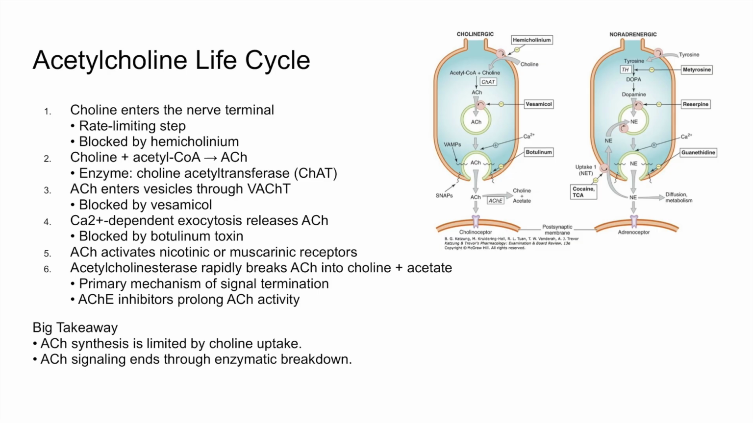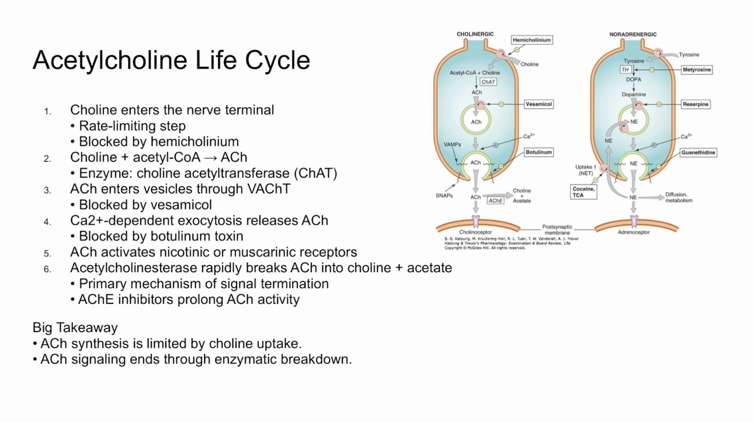Choline acetyltransferase then combines choline with acetyl-CoA to form acetylcholine. Vesicular acetylcholine transporter packages it into vesicles and is inhibited by a drug called vesamicol. An action potential opens calcium channels, and calcium-dependent exocytosis releases acetylcholine. But botulism toxin can block this release by disrupting vesicle fusion proteins.